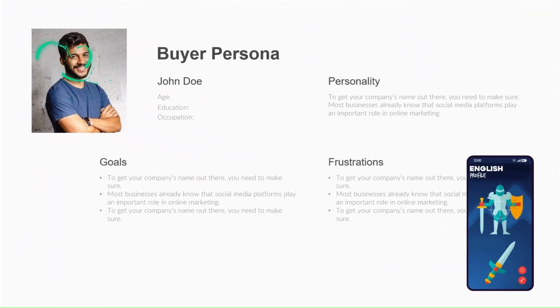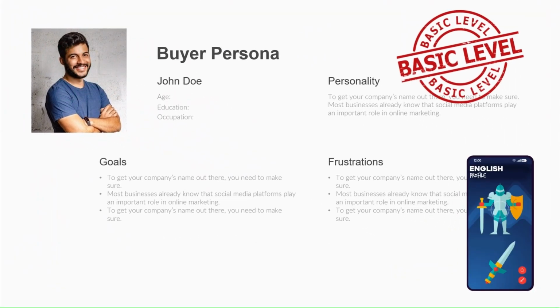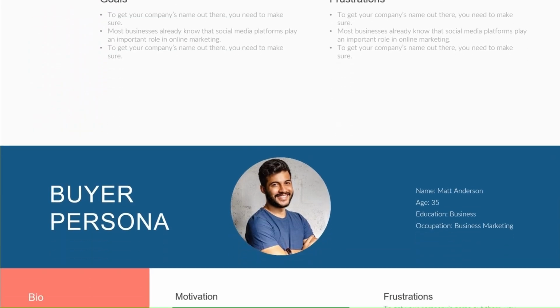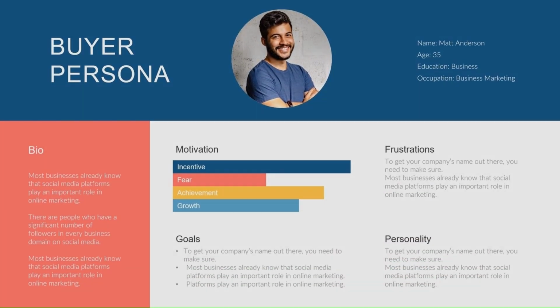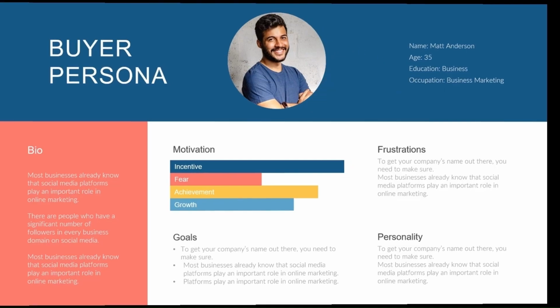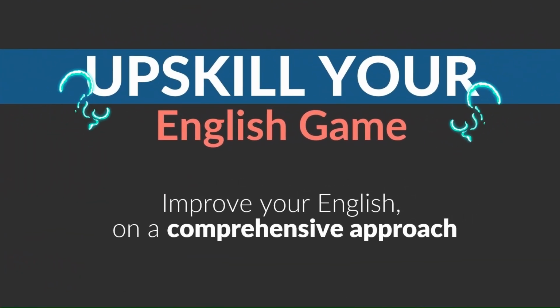Meet Mr. John Doe. This is his English game profile. Basic, right? But what if he can transform his English basic game to his A game? Impossible? Of course it's possible. You can too. Upskill your English game with a comprehensive approach.